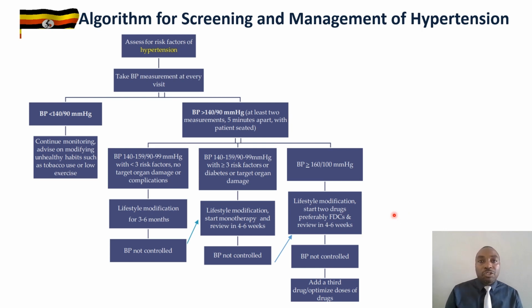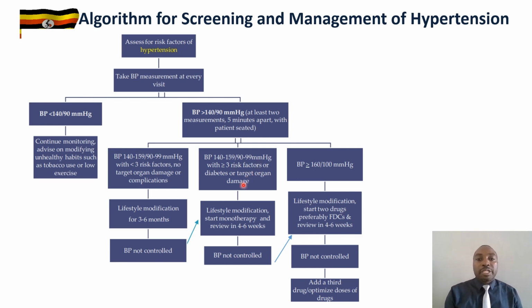So once we've introduced 2 drugs plus continuing lifestyle modifications, after 1 month we schedule an appointment and take the blood pressure reading again. If it is still not controlled, we might be forced to add a third drug or adjust the doses of the 2 drugs we introduced. We might increase the doses so that we achieve control of blood pressure.